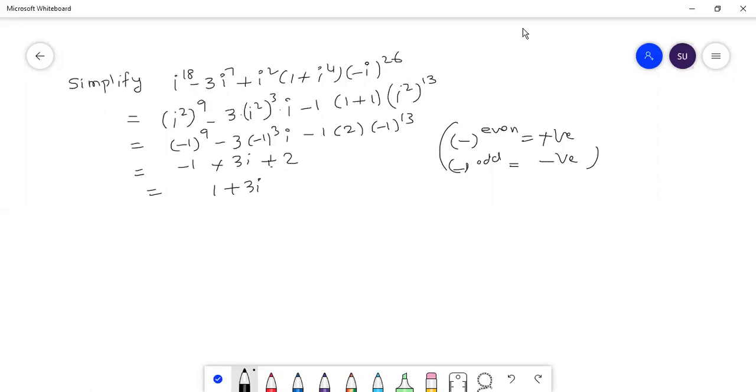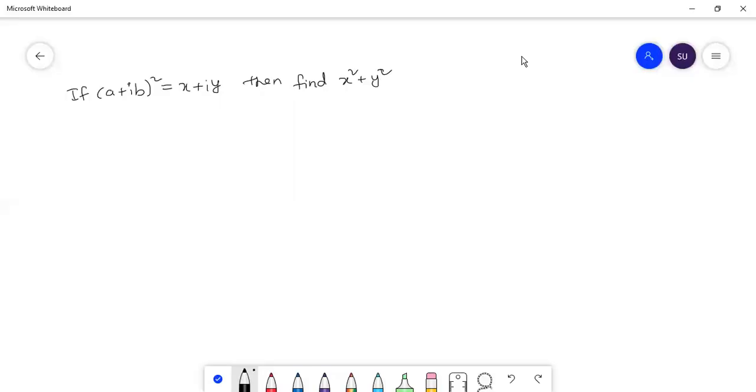Next, if a plus ib whole square is equal to x plus iy, then find x square plus y square. For that, now a plus ib whole square, that means again we will get a complex number. So you have to remember one point. If two complex numbers are equal, the real parts of the two complex numbers can be equated. At the same time, imaginary parts also can be equated.